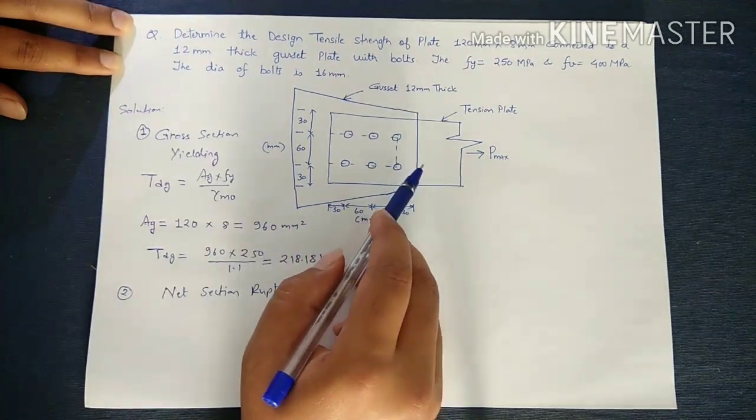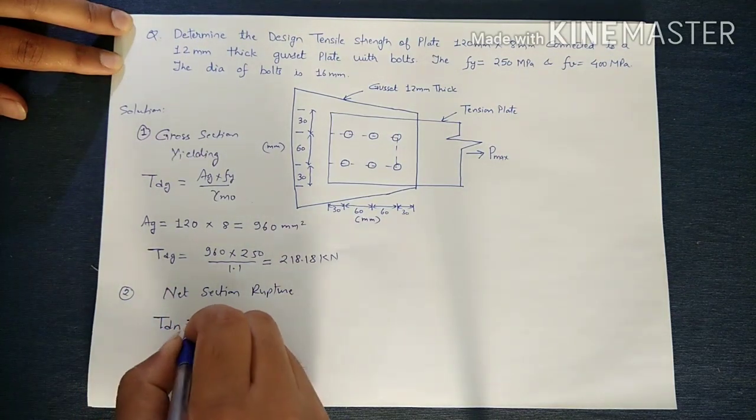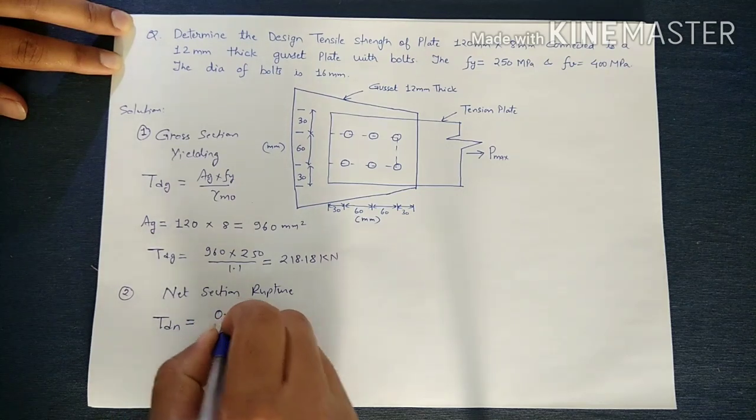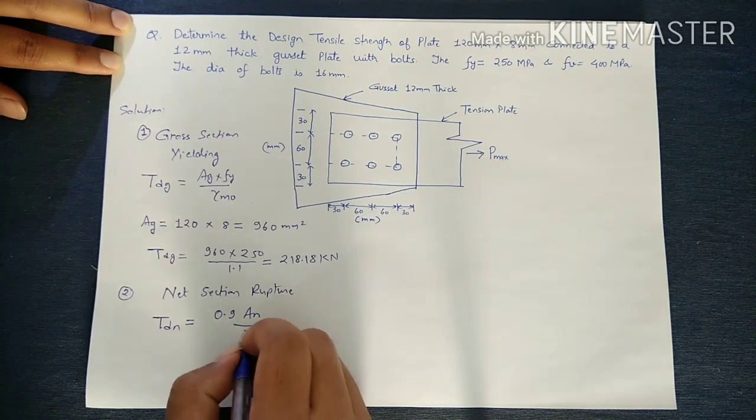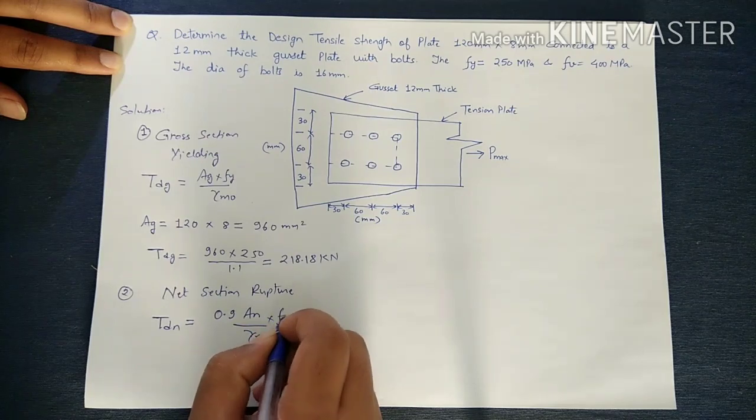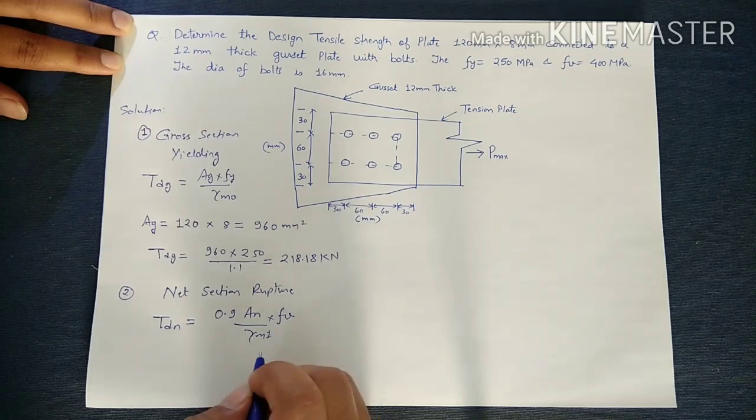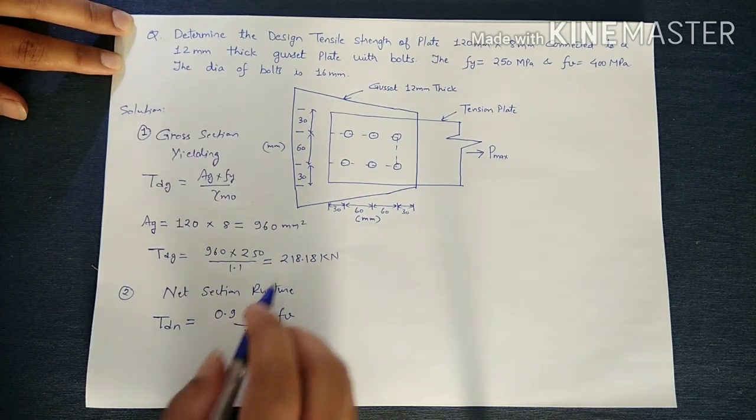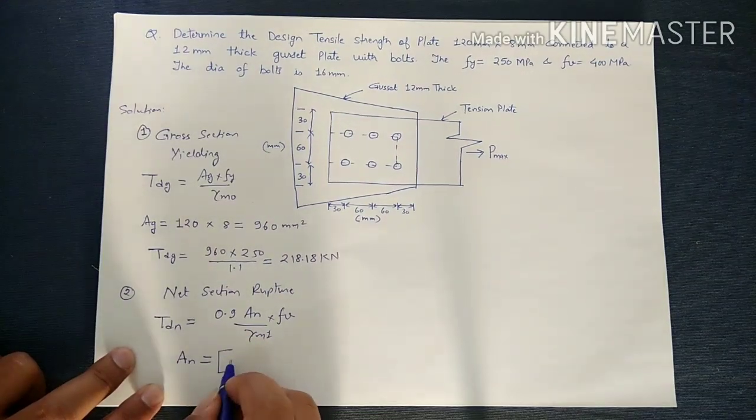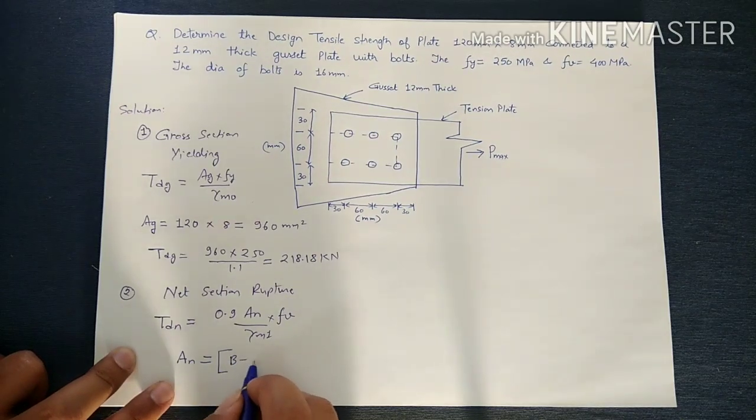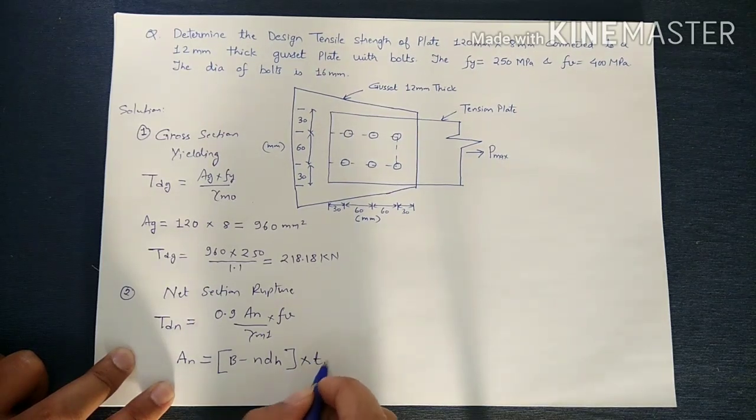As it is a simple plate, we will consider the formula for the plate only. That is TDN equals 0.9 AN upon gamma m1 into ultimate strength of the plate. For this, we first have to calculate AN. It can be calculated as, we know the formula, (B minus N dH) into thickness of plate.